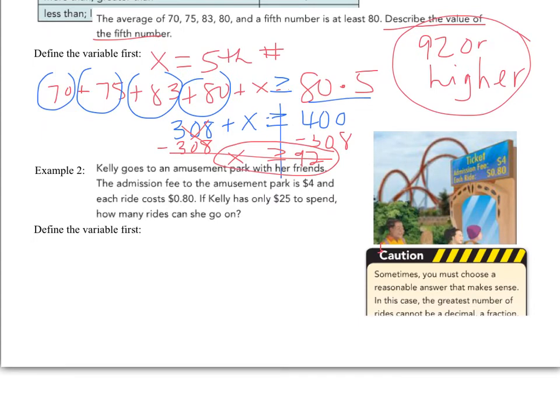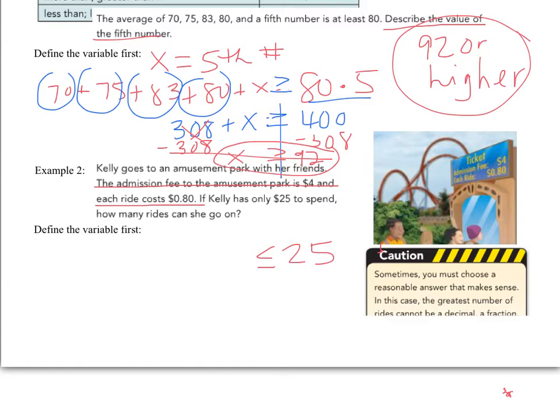All right, example 2. Kelly goes to an amusement park with her friends. The admission fee to the amusement park is $4, and each ride costs 80 cents. So this is the information that's given in the problem. Okay? If Kelly has only $25 to spend, how many rides can she ride? That means she has $25 in her pocket. She can spend 25 or no more than that. So you're going to have less than or equal to 25, because she can spend 25 or she can spend less than 25, but that's it.